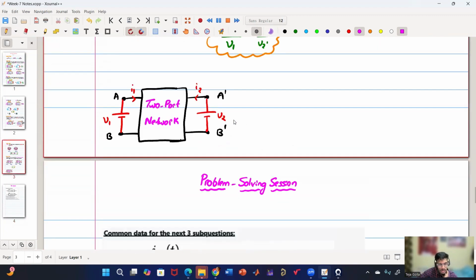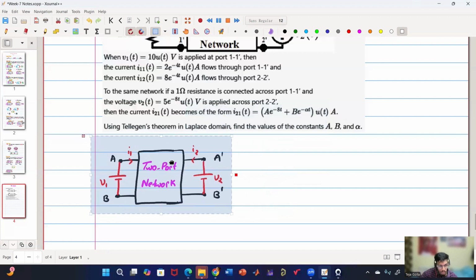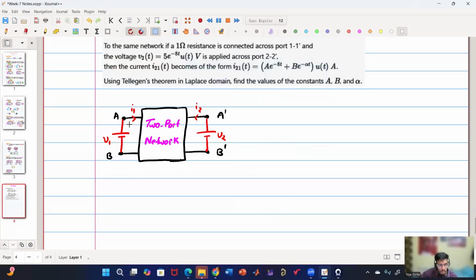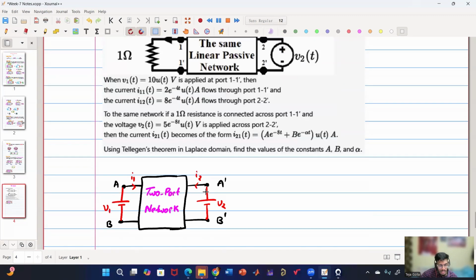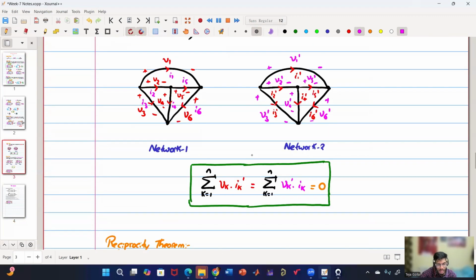So this is our question 1, and we'll fix this as our polarity so that we should not make any mistake. That's why polarity is very important. Okay, so this is the polarity. Voltage is plus at A, here also plus, and the current direction is this, and the current direction is this. Both are entering. Okay. So first we'll use Tellegen's theorem, and they're saying in the Laplace domain.